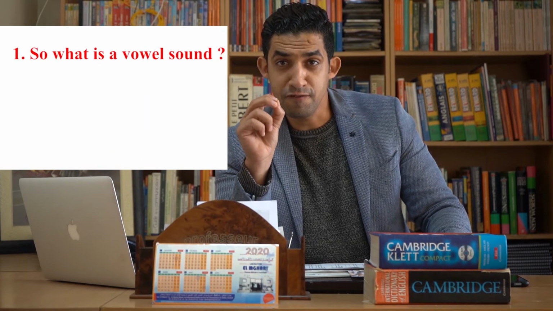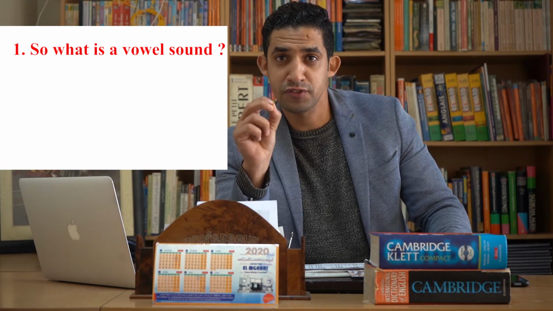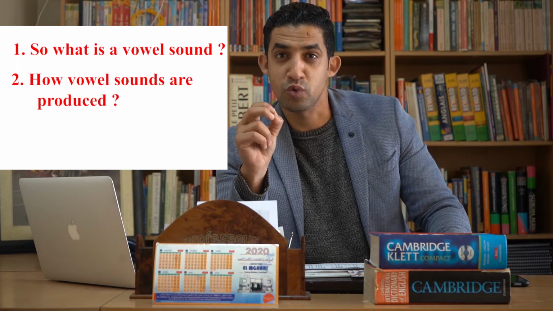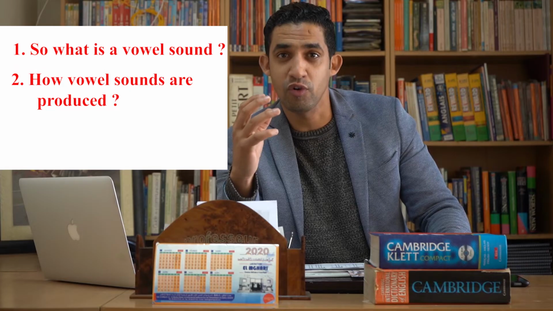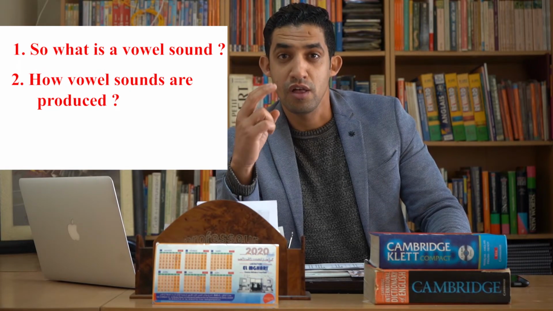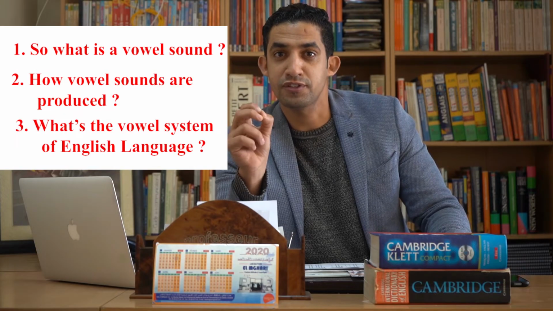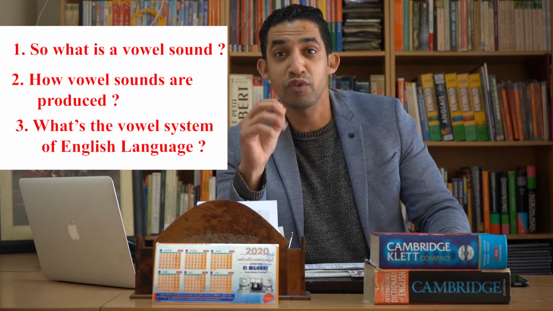First, what is a vowel sound? How it differs from consonants? Second, how vowel sounds are produced, or what are the articulators involved in the production of vowels? Third, what's the vowel system of English language and how it differs from other vowel systems of other languages?